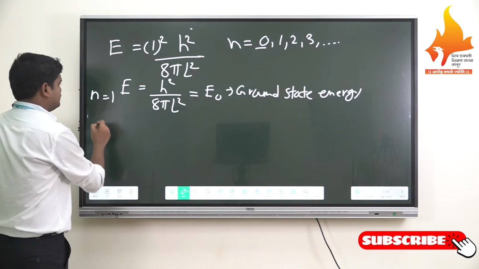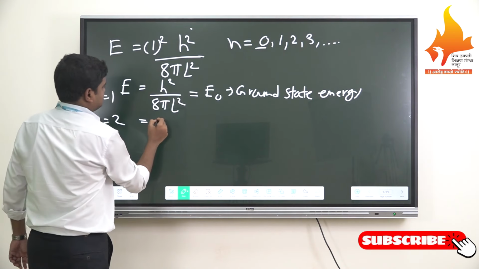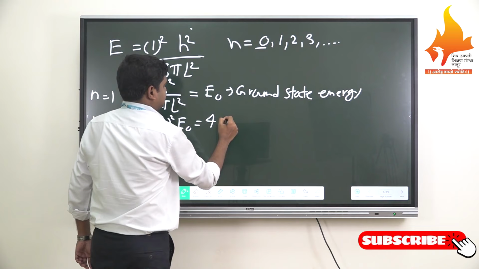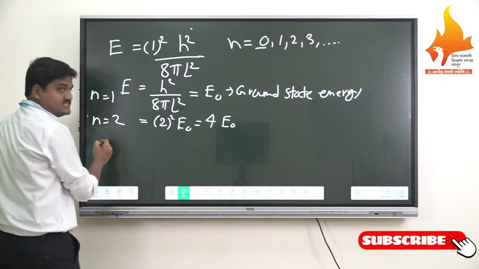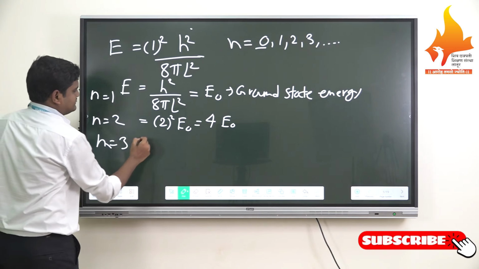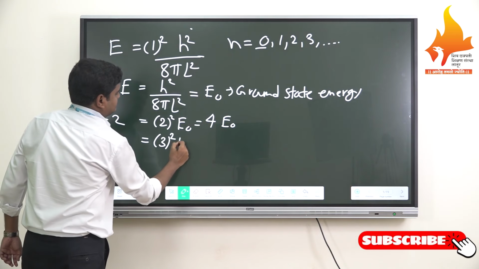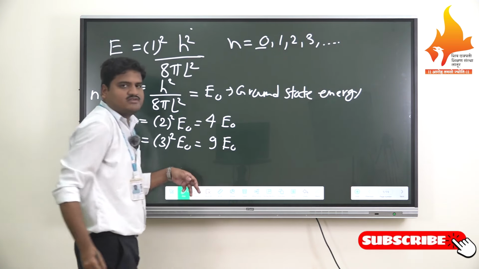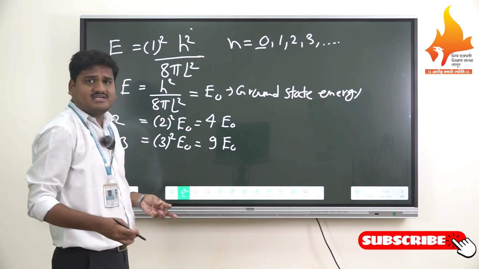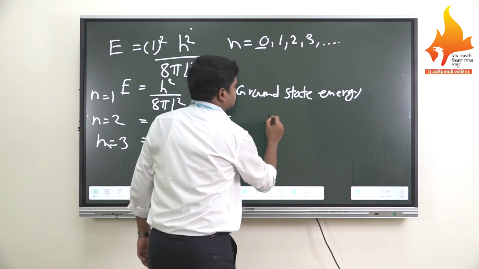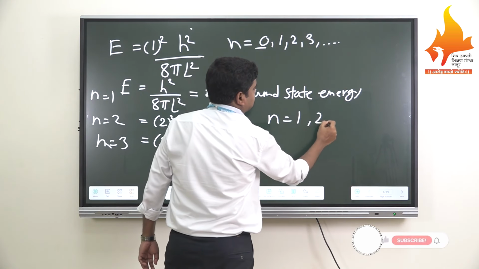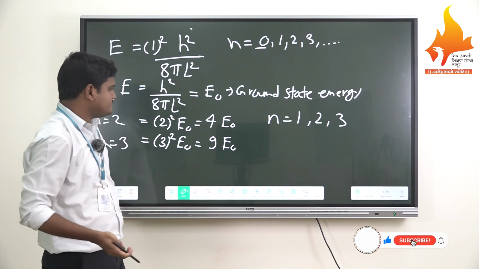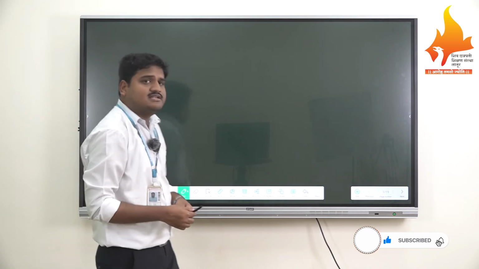If we put n is equal to 2, that will give 2² times E0, that is 4E0. If we continue this pattern, n is equal to 3, then 3² times E0 gives us 9E0. In this way, we can find all the values where the particle exists in these levels. When n is equal to 1, 2, 3, we can find the energy of any energy level of that particle. So this is our particle in a 1D box.